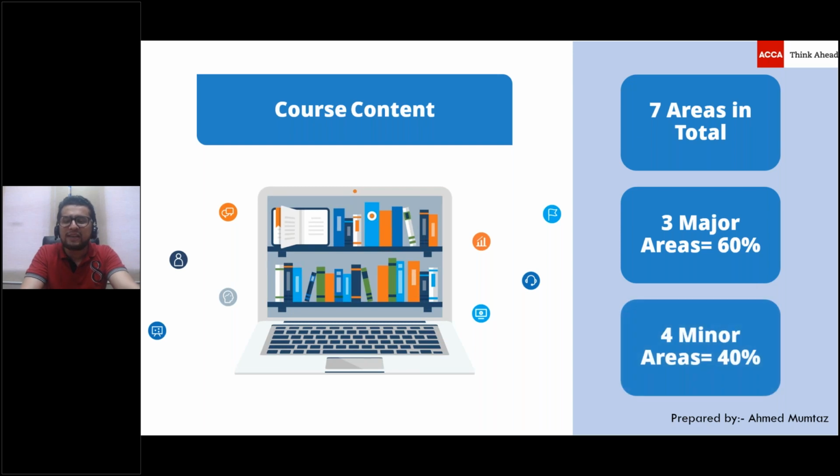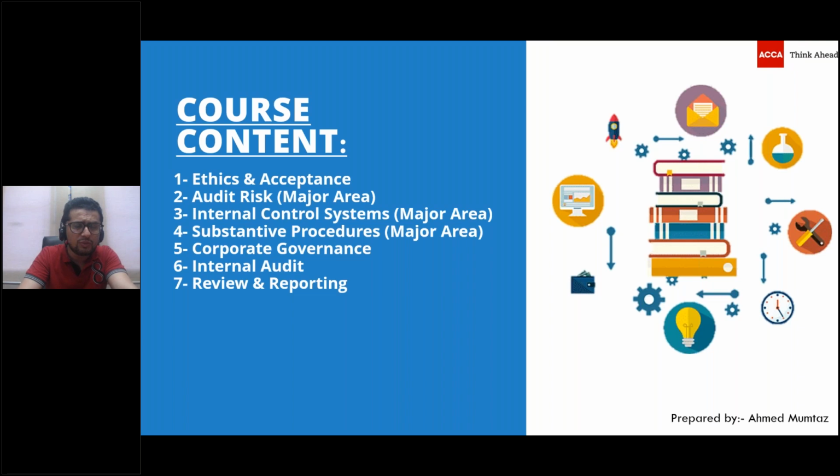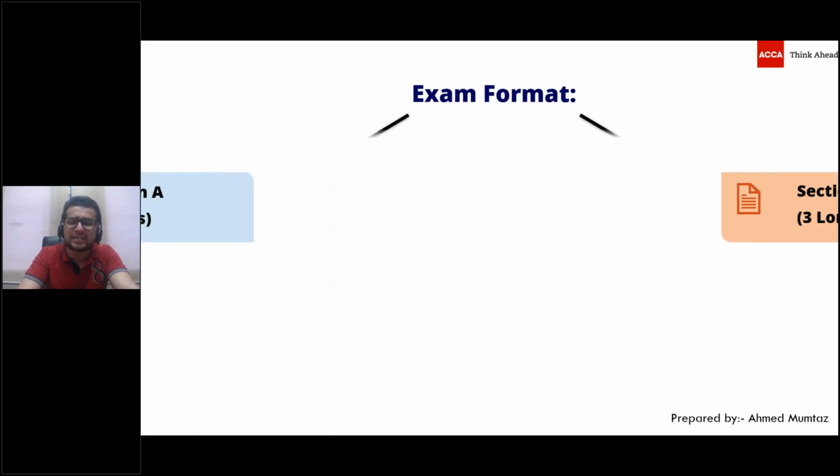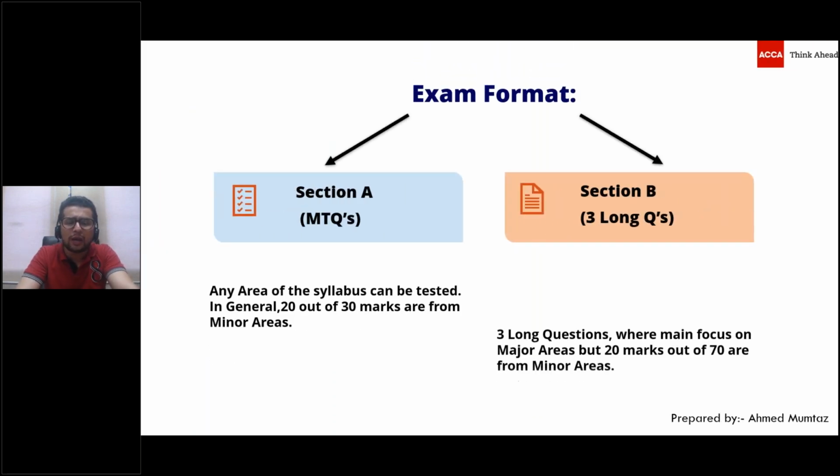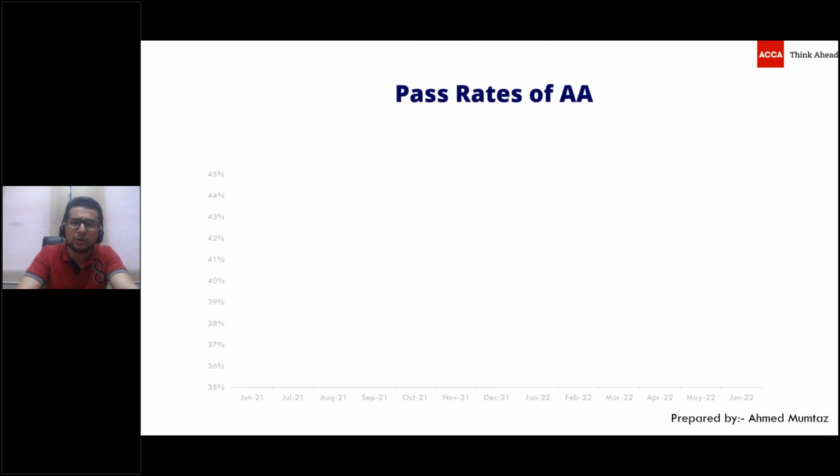Okay, we have got 7 areas in the syllabus, the 3 major areas and the 4 minor areas. Yesterday we covered one of the major areas. Today we are going to cover another major area. Tomorrow we are going to cover the third and final major area, and the fourth and final day would be about those 4 minor areas. So we covered audit risk yesterday, and today we are going to cover internal control systems.